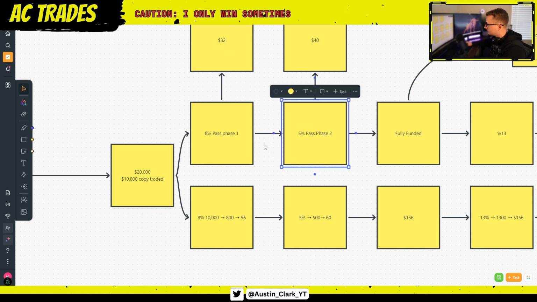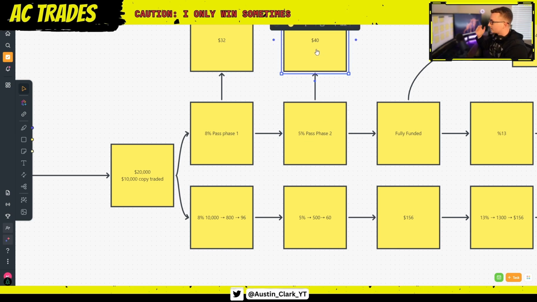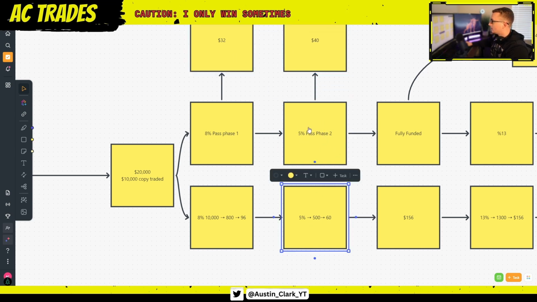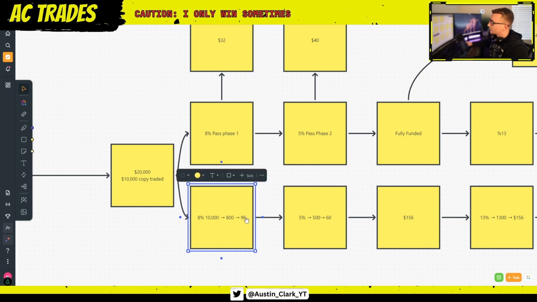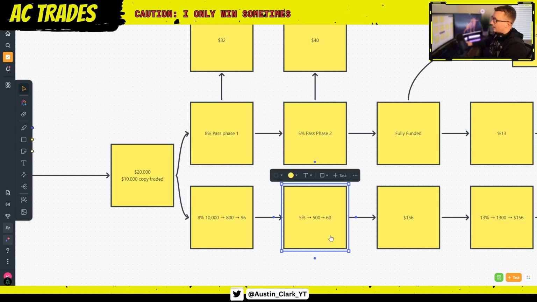And then you would pass phase 2. Phase 2 is 5%. Another $20,000 of 5% would equate to $40 because you make 4% on phase 2. You make 2% on phase 1, 4% on phase 2. And then you pass phase 2, and then also 5% of that $10,000 on your rapid account would be another $60. And again, the cool thing here is this is assuming you would take that $96 out and then start back at 10,000. If you leave that in there, then you could see how you could compound this, and this could actually be more. But we're just using very conservative numbers here.